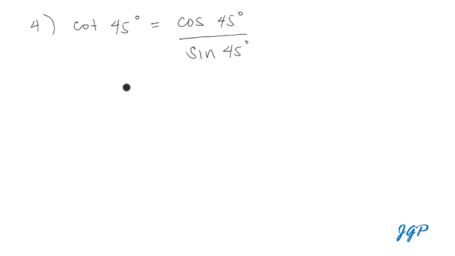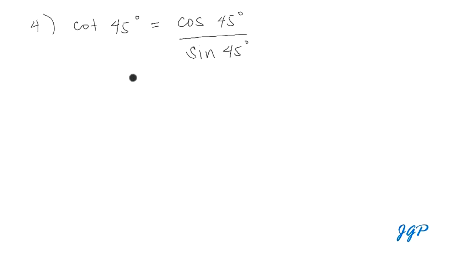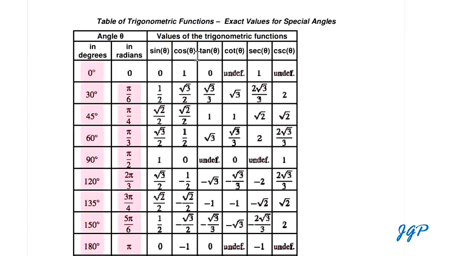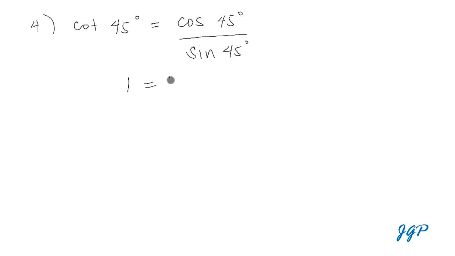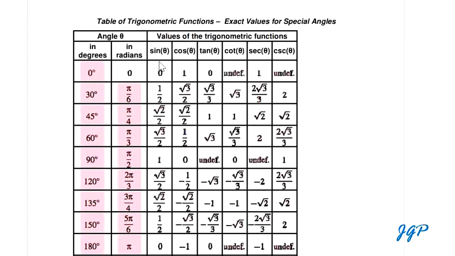Question number 4, we have cotangent 45 degrees is equal to cosine 45 degrees over sine 45 degrees. So, let's look for the value of cotangent 45 degrees. Cotangent 45 is equal to 1. So, we have 1 equals cosine 45 degrees. Cosine 45 degrees is square root of 2 over 2, over sine 45, which is the same, square root of 2 over 2.